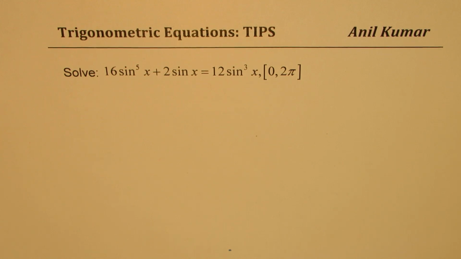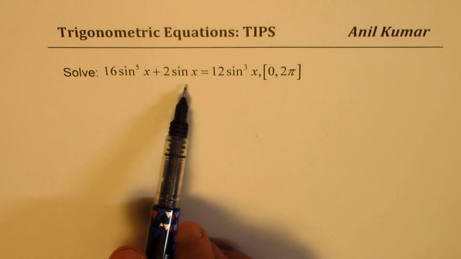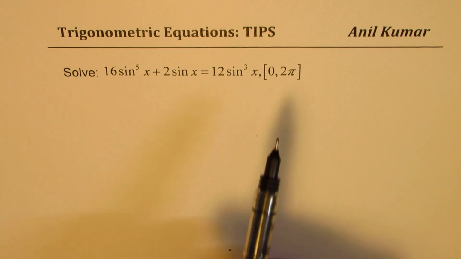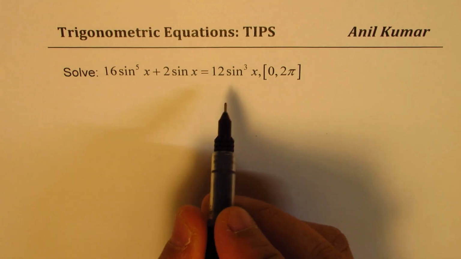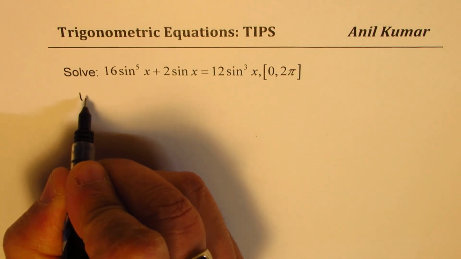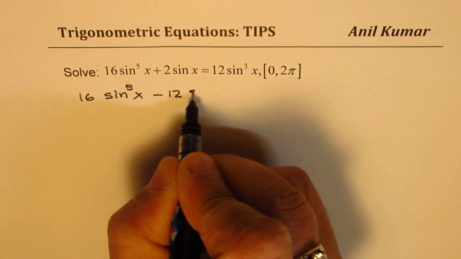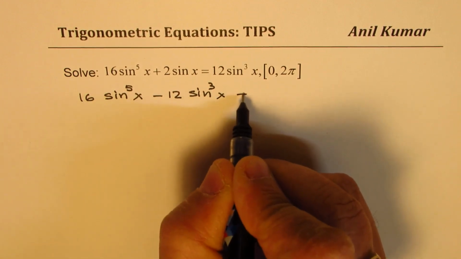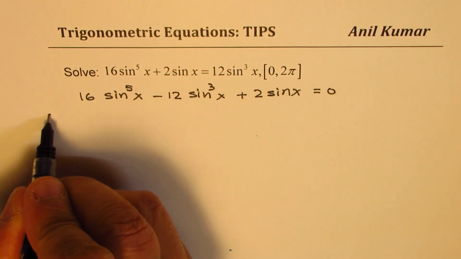I really love it. Now let's look into the solution of this particular trigonometric equation. 16 sine to the power of 5 x plus 2 sine x equals 12 sine cube x in the domain 0 to 2 pi. I don't really have an equation like this, so thanks once again for posting it on my channel. Let's see how to solve it. Let's bring it to one side. So we have 16 sine to the power of 5 x minus 12 sine cube x plus 2 sine x equals 0. Now we can take 2 sine x common, right?